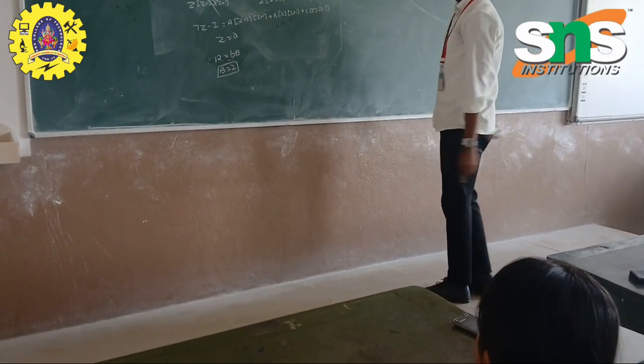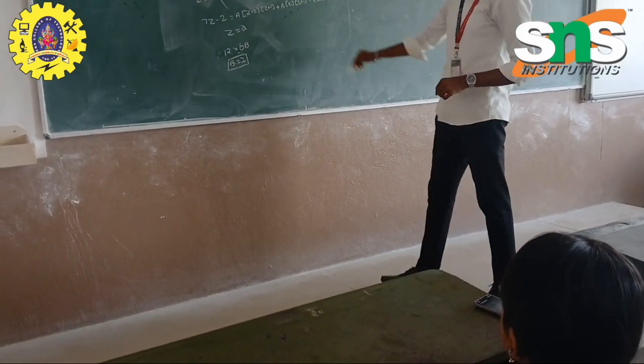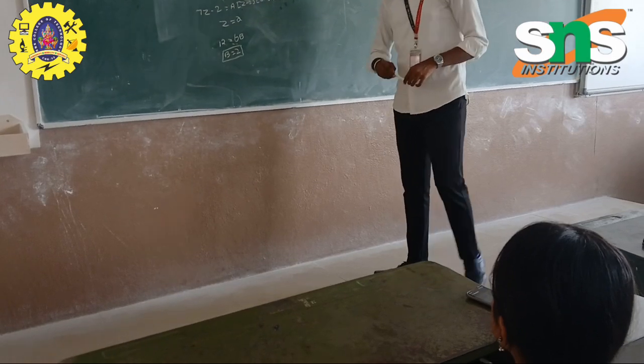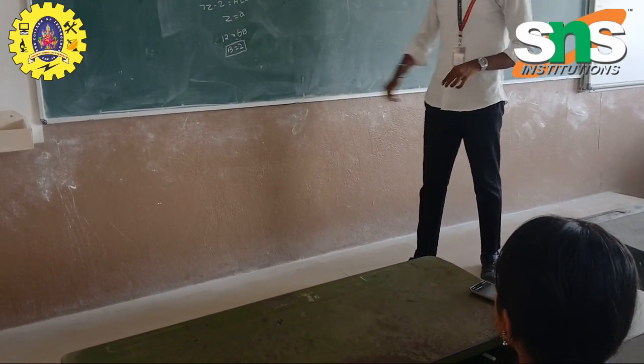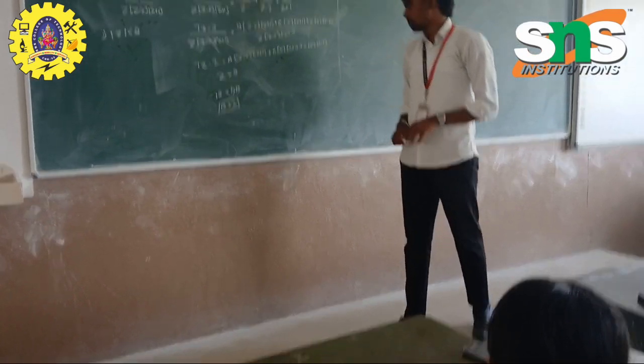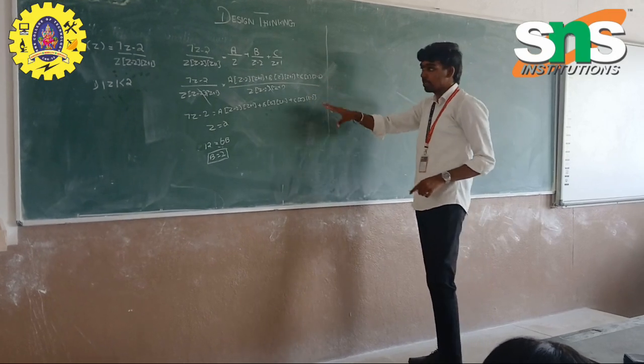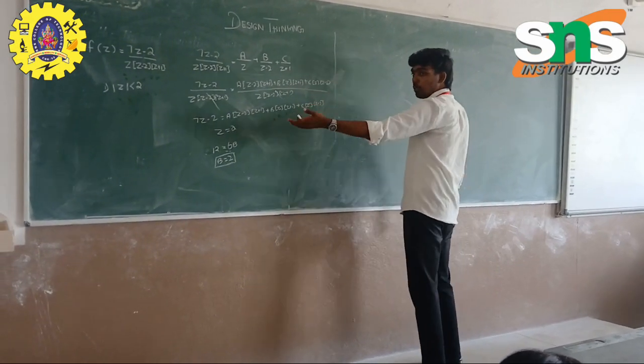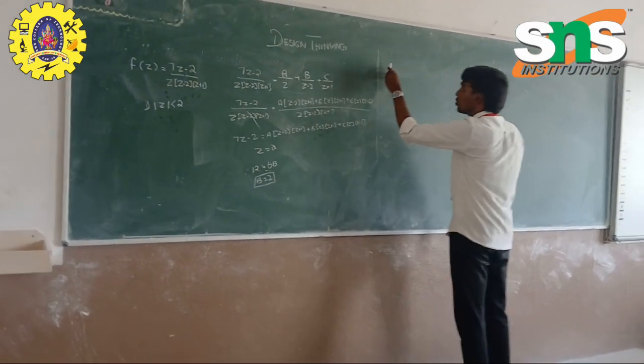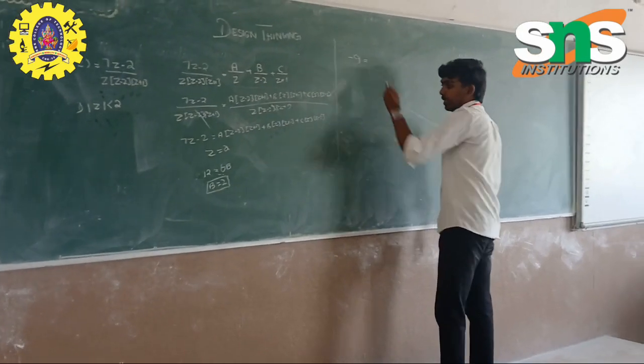Next we are going for the C value. For this, we can substitute z equal to minus 1. By substituting z equal to minus 1, A becomes 0 and B becomes 0, and we can find the actual value of C. That is, 7 into minus 1 becomes minus 7, and minus 1 minus 2 becomes minus 9.